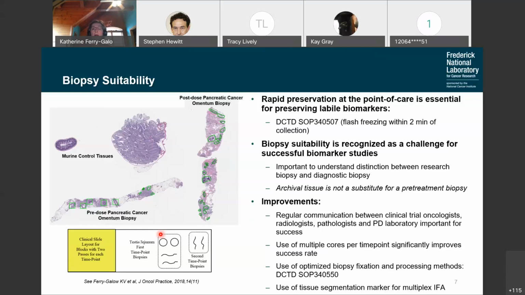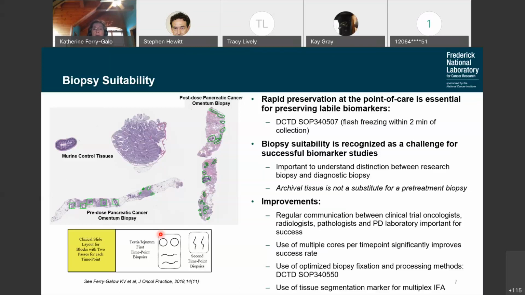And in our program, we have found that flash freezing of biopsies within 2 minutes of collection is really critical for success. So we've implemented an SOP in our own program, and we've trained others to have individuals ready at the point of collection to obtain that specimen immediately and flash freeze it. This is very important for labile biomarkers, and many important pharmacodynamic biomarkers such as phosphoproteins are in that category.